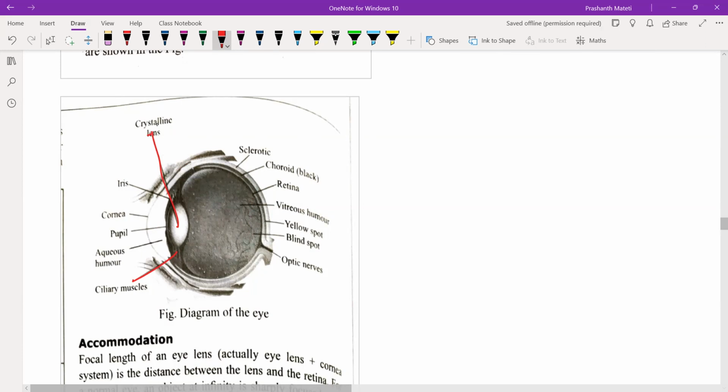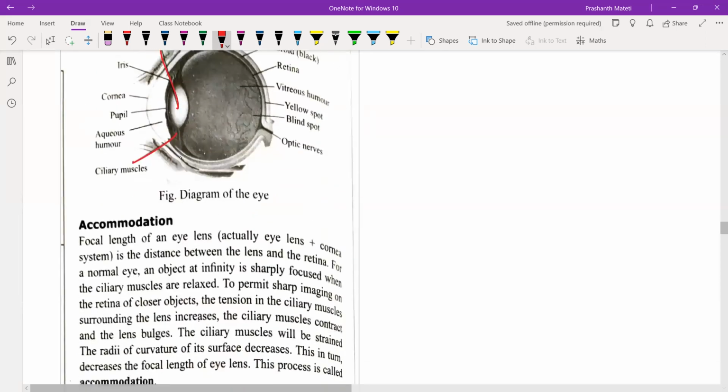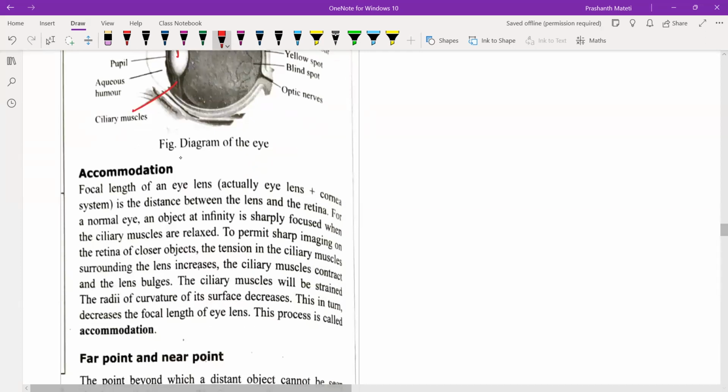So this is the change in focal length. The change in focal length is done with the help of ciliary muscles. So ciliary muscles help in focusing of the eye. They can change the focal length so sharp imaging can occur, and when the ciliary muscles are stretching and relaxing, the focal length will change.